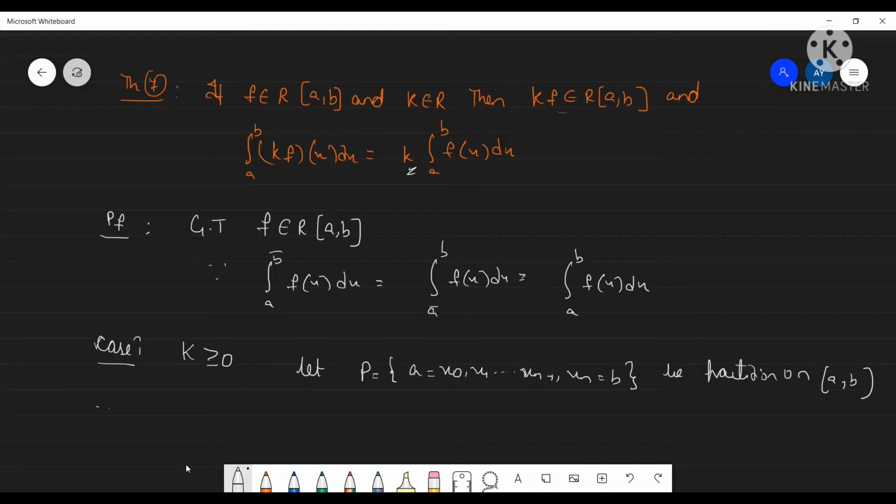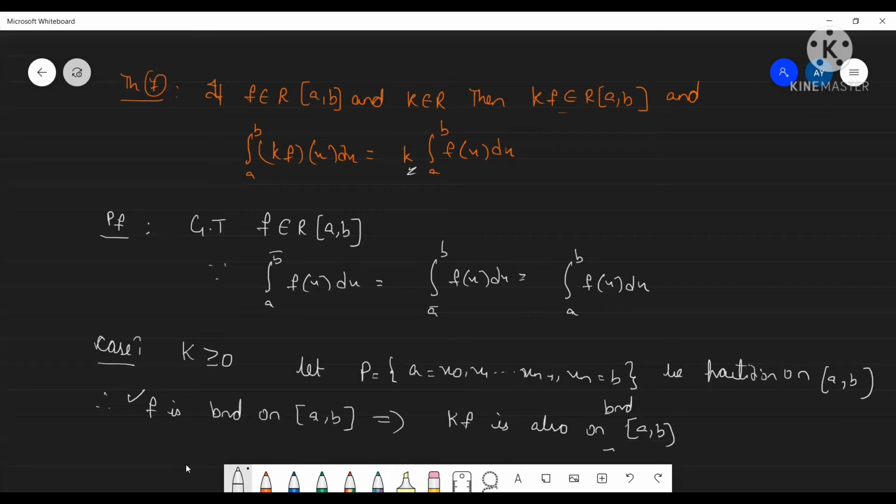Therefore, f is bounded on [a, b]. This implies, now tell me, if f is bounded, whenever you multiply by a constant, that is k times f, that will also be bounded. So k f is also bounded on the closed interval [a, b].